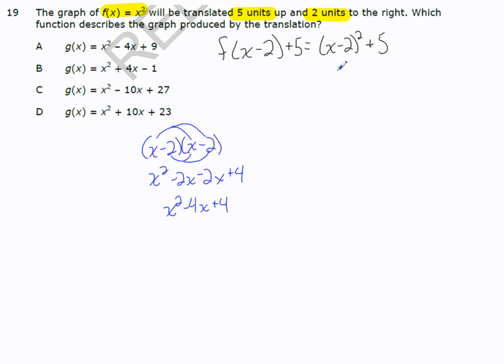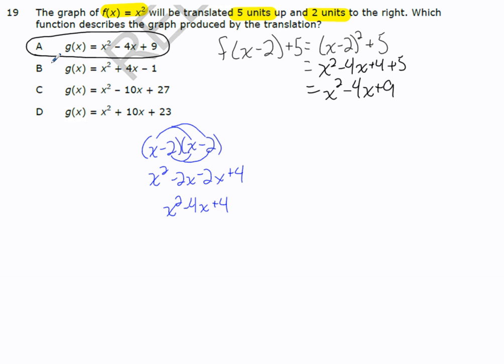Plug that in right where you had the x minus 2 squared, because that's what we just did. We simplified or distributed or FOILed or whatever you want to call it, the x minus 2 squared. And so we have x squared minus 4x plus 4 there, and then plus 5 on the end. Our last step is to combine the like terms here. So we've got x squared minus 4x plus 9 as our answer. And that's going to be A.